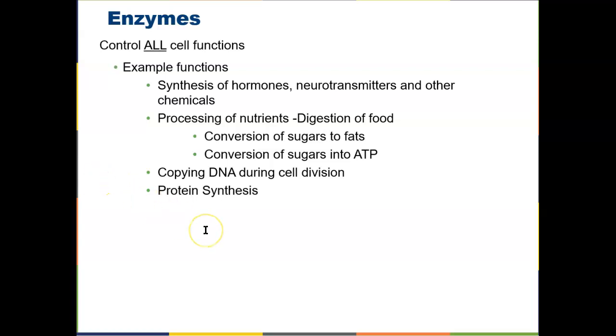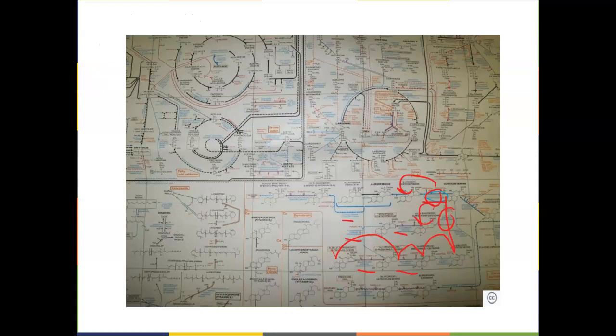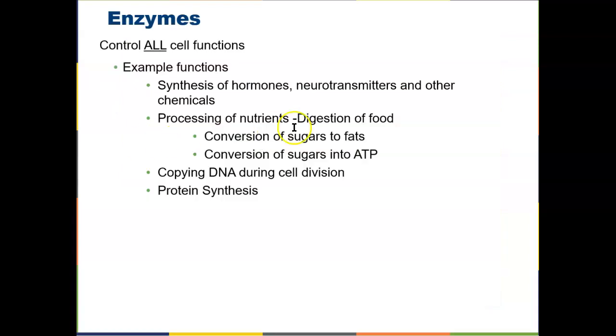So just examples of some of the things that enzymes do, right? They synthesize all of your hormones. As we just saw, this picture right here looks like cholesterol being turned into different things. So this is all your cholesterol biochemistry. Whether or not cholesterol gets turned into estrogen, progesterone, aldosterone, whatever, depends on which enzymes are acting on it. They make all of your neurotransmitters and other chemicals that you need within the body.